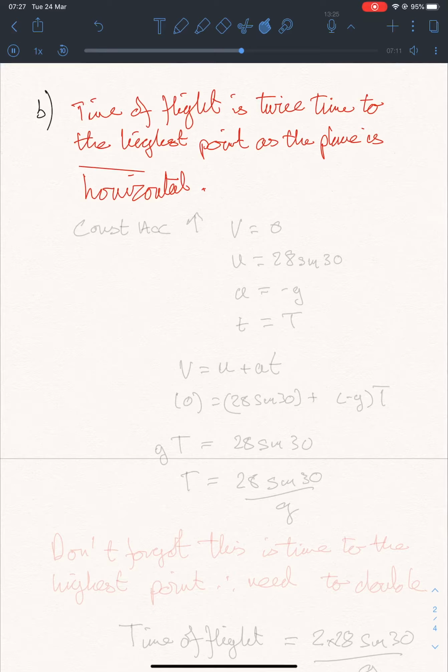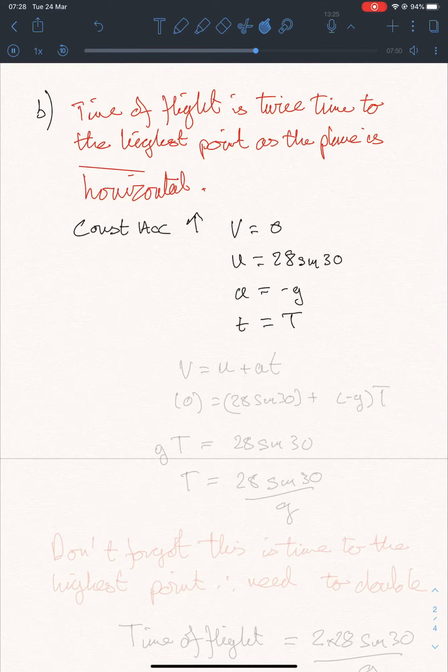So again, we're going to be using CVAT. It's constant acceleration. Define our positive, again vertically. Speed at the highest point is 0. U, because we're going vertically, again is 28 sine 30. A is equal to negative g because it's acting downwards, and this time we want the time of flight, which we'll call capital T. Our usual structure, state, sub, solve.